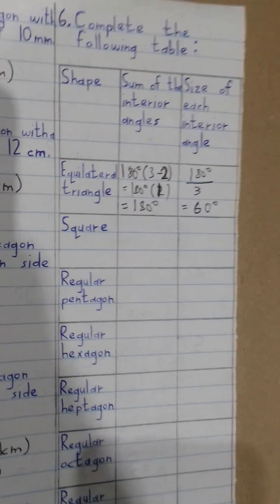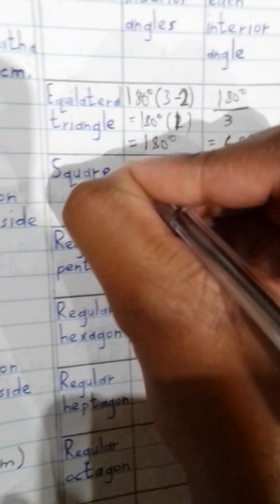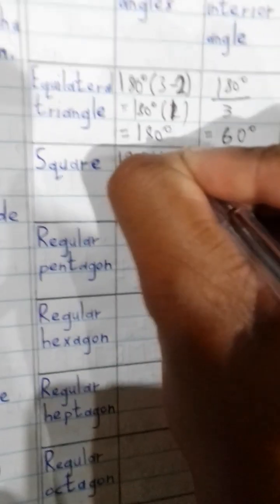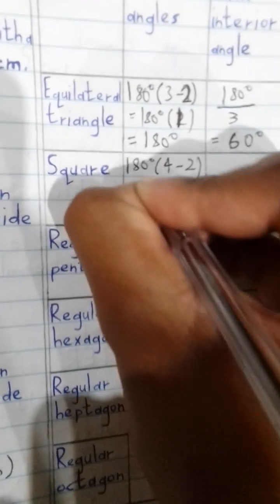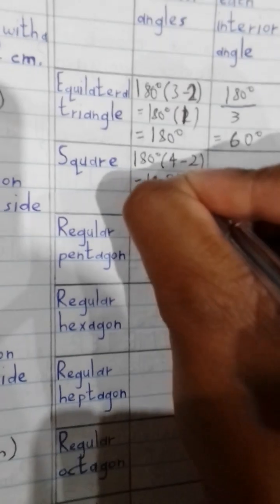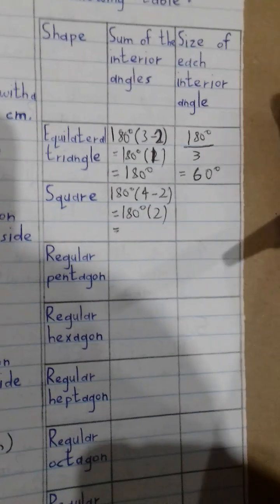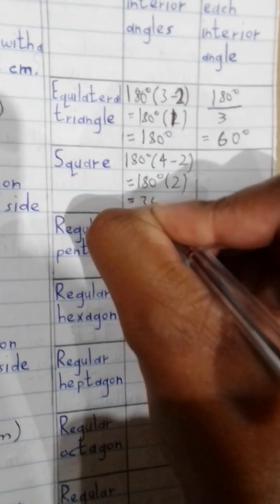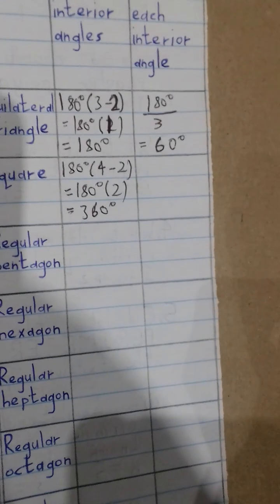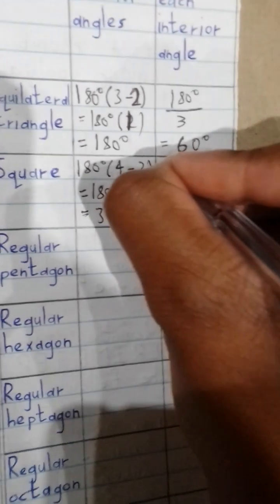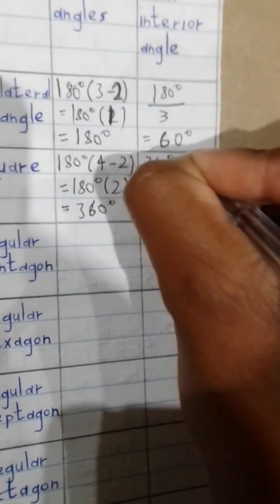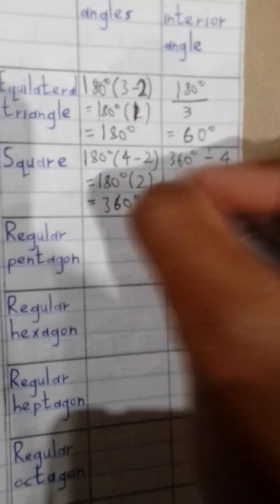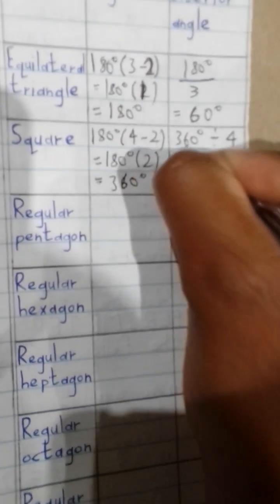Right? So the sum of the interior angles of a square is 180 degrees times 4 minus 2. 4 minus 2 is 2. 180 degrees times 2 is 360 degrees. The size of each interior angle in a square is 360 degrees divided by the number of sides, which is 4. It's 90 degrees.